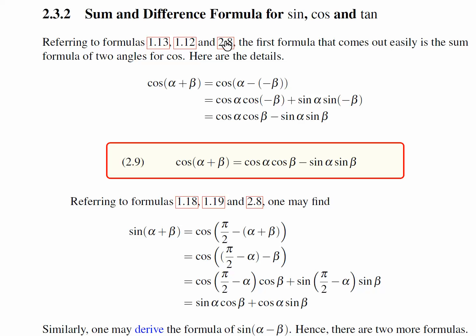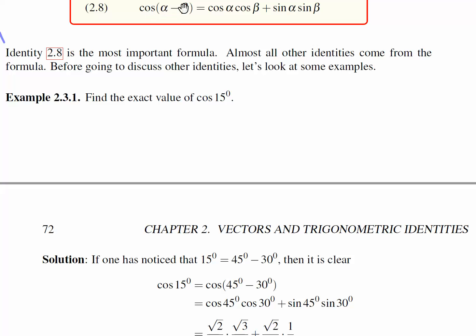Previously, we only looked at the formula for 2.8, which is cosine of alpha minus beta, which is cosine alpha cosine beta plus sine alpha sine beta. So one here is minus, here is plus. For cosine, then here is cosine cosine, then sine sine. So that was the difference formula for cosine.